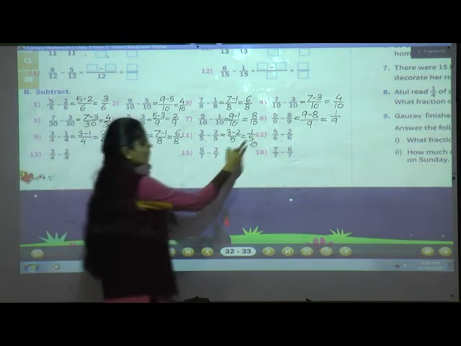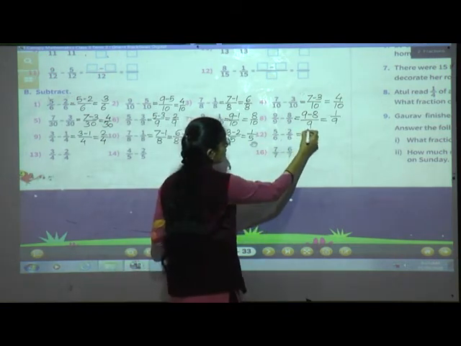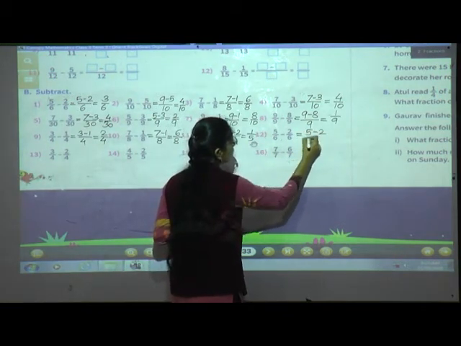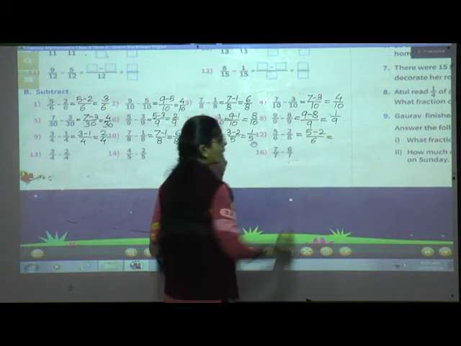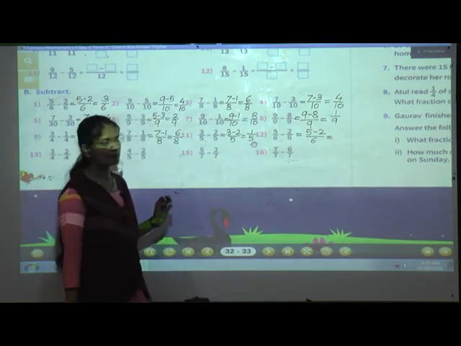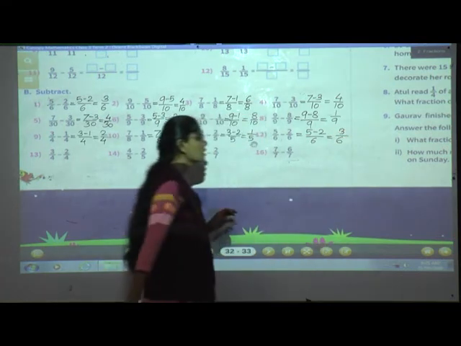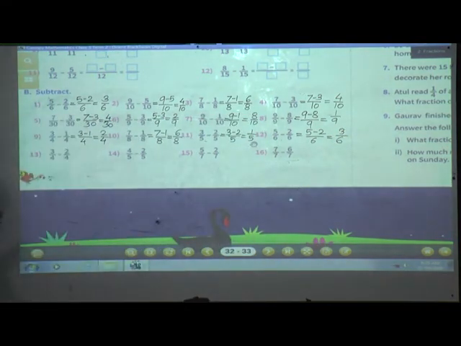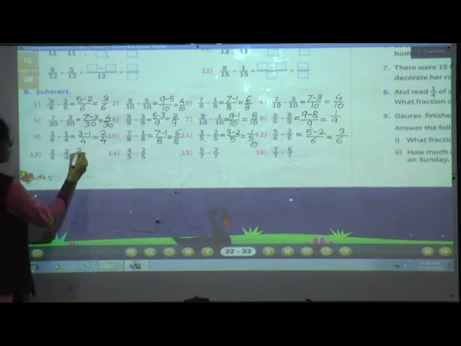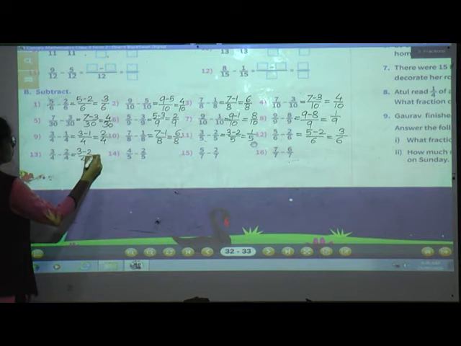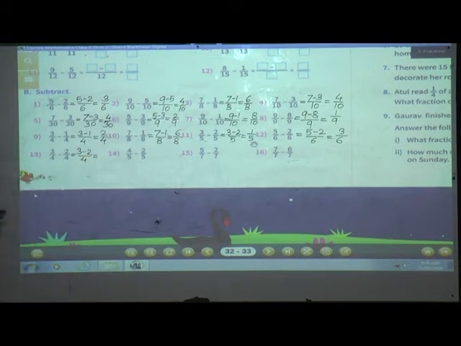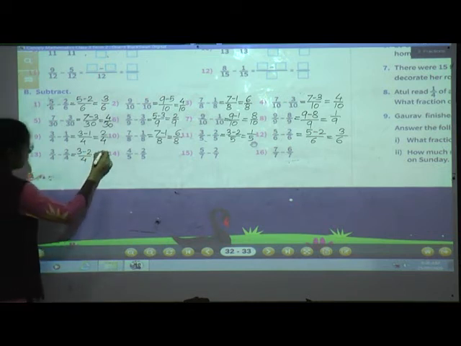Next, 5 by 6 minus 2 by 6 is equal to 5 minus 2 by 6. Now 5 minus 2, yes, do the subtraction. 5 minus 2, 3. 3 by 6. This is your answer. Next, 3 by 4 minus 2 by 4 is equal to 3 minus 2 by 4 is equal to 3 minus 2, yes, 1. 1 by 4.